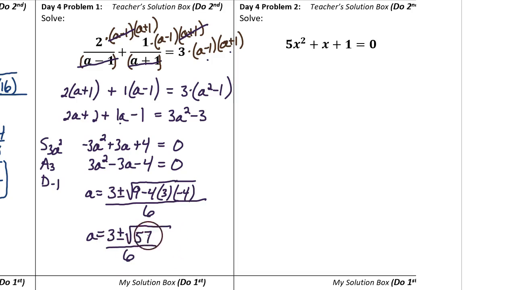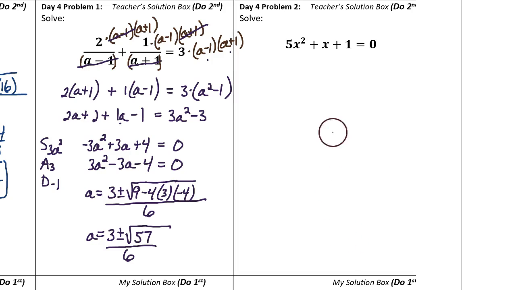At this point, we might wonder if the square root of 57 can be simplified. 57 can be factored as 3 times 19, but both 3 and 19 are prime numbers. So we won't be able to take the square root of either of those. We might as well leave it as the square root of 57.